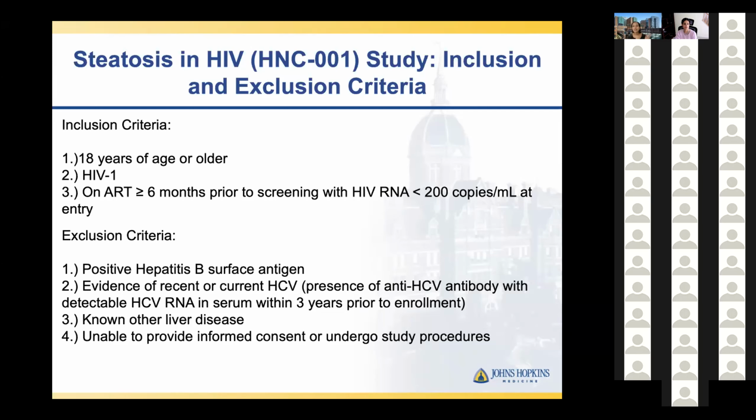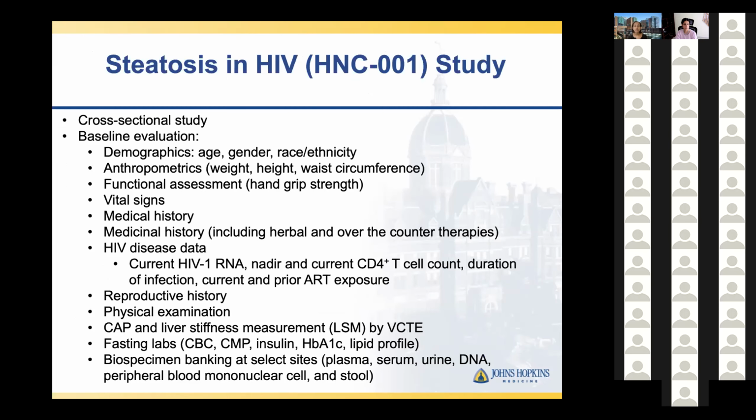Okay, so this study, again, all comers with HIV. We don't want only patients who you suspect have NAFLD. This is just all comers with HIV without evidence of current hepatitis C or hepatitis B. You can refer for inclusion. This is a cross-sectional study, so for your patient, it's just going to be one study visit, and that's it for this first study. We do a detailed baseline evaluation, so so far it's been taking a couple hours to go through this with patients.